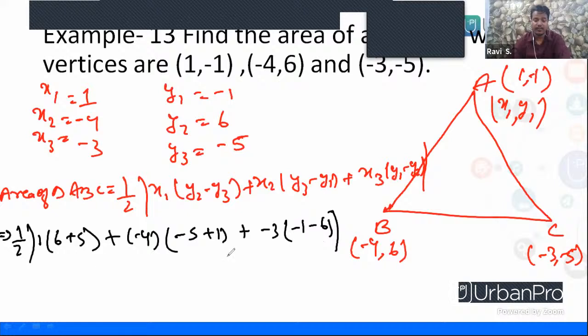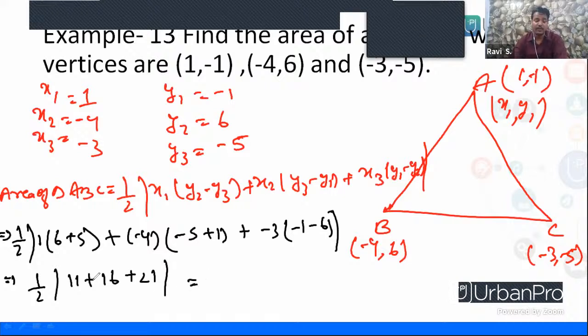Okay, just see it. So this will give you 1/2, and here it will be 11 minus 4, since 6 plus 5 is 11, guys? And here again, not only 4, it's -4 into -4. So this will give you 16, guys. Minus 4 into minus 4 will give you 16, correct? So plus 16. Again here, -1 minus 6 will give you -7. -7 into -3 will give you plus 21. So let's write here plus 21.